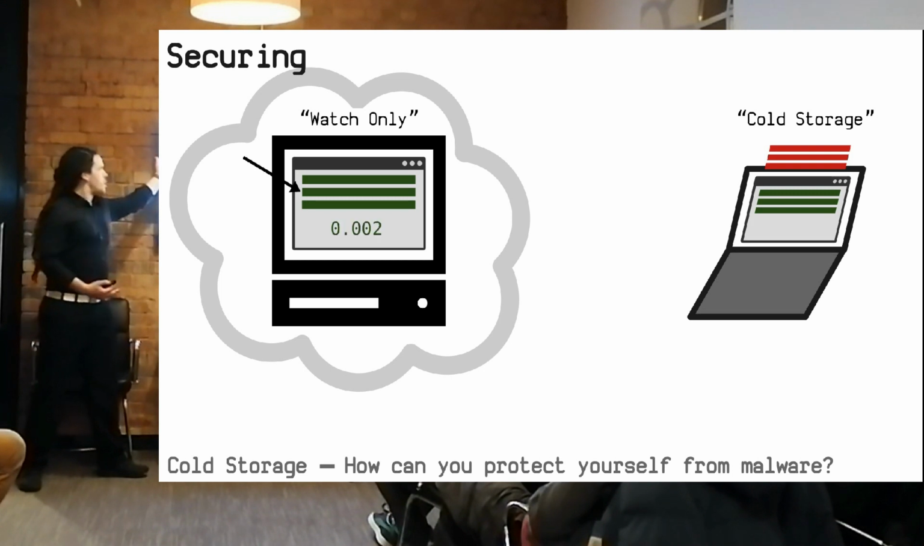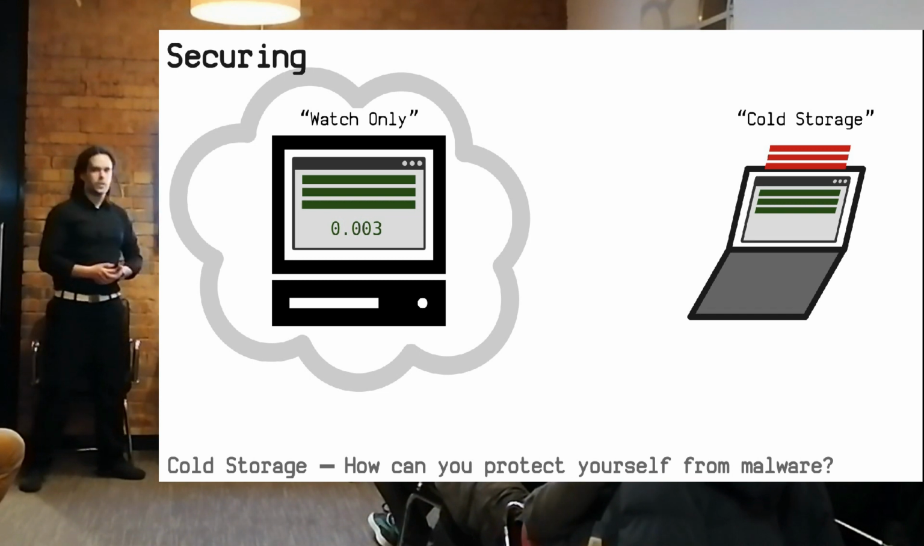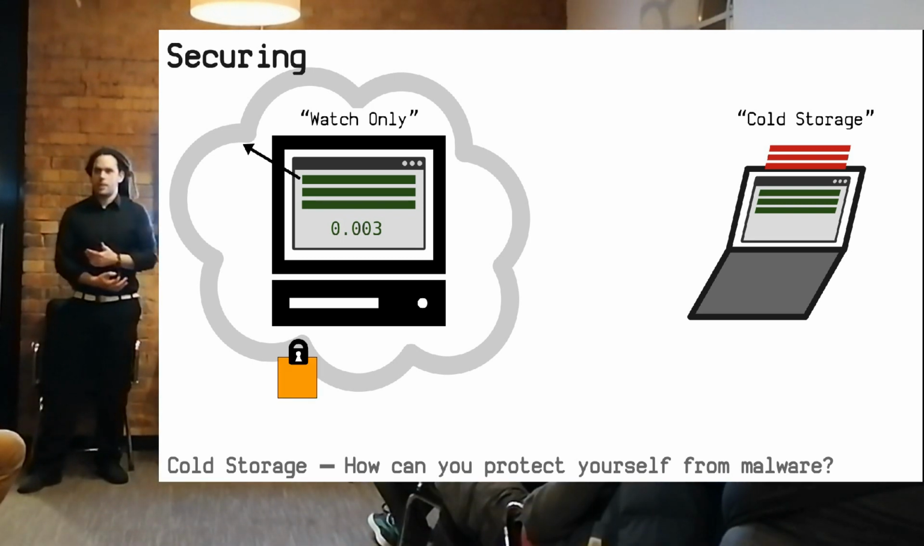So then, because you've got the public keys on this computer, you can receive the Bitcoins. You've got your addresses on there. You can send them out to other people to receive Bitcoins, and that'll show you how many Bitcoins you've got. So that's handy.